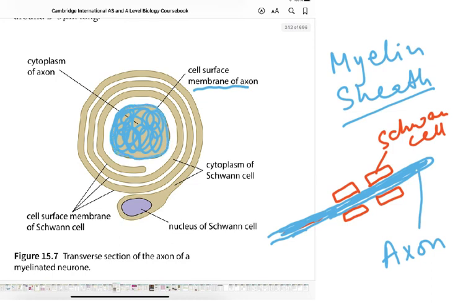So this is the cell membrane of the axon, and inside this would be the cytoplasm of the axon. So this is the cell membrane of the axon which I've colored in blue here. So the blue is the cell membrane of the axon and the cytoplasm of the axon, which I've shaded in blue here.